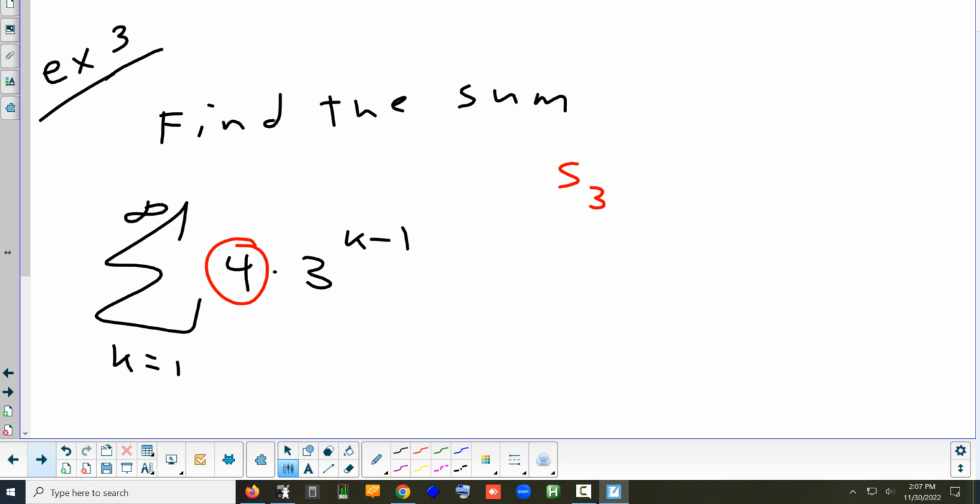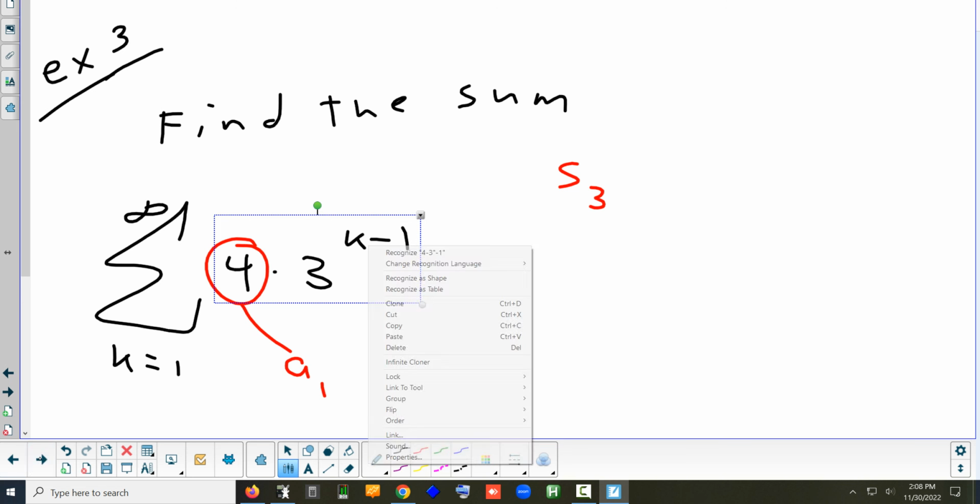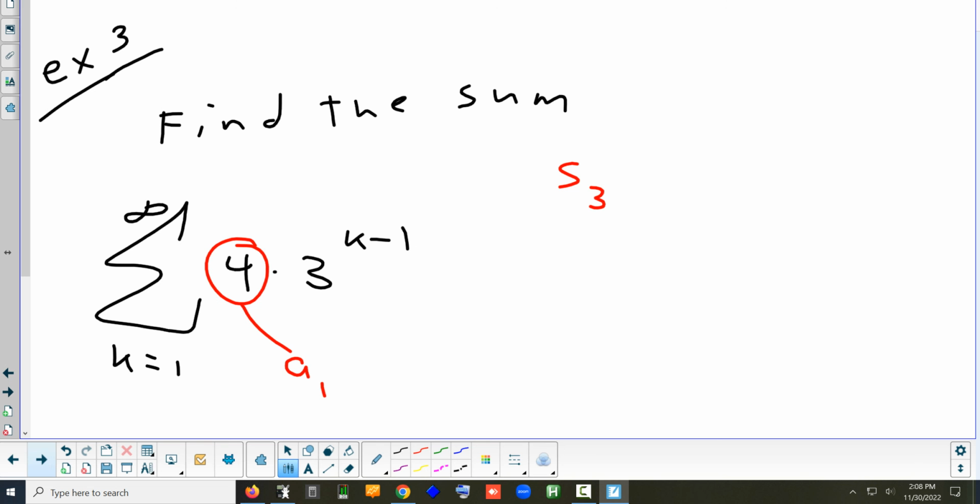The 4 is my A1. That's your first term. If you're ever not sure what your first term is, you can figure it out. Plug 1 in for K. 1 minus 1 is 0. 3 to the 0 power is 1. And 1 times 4 is 4. So that's where your first term always is.